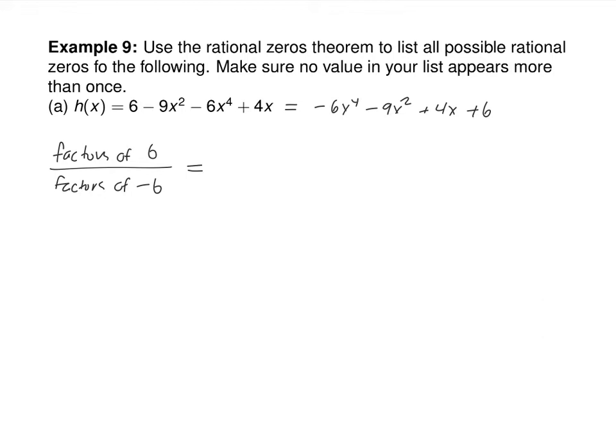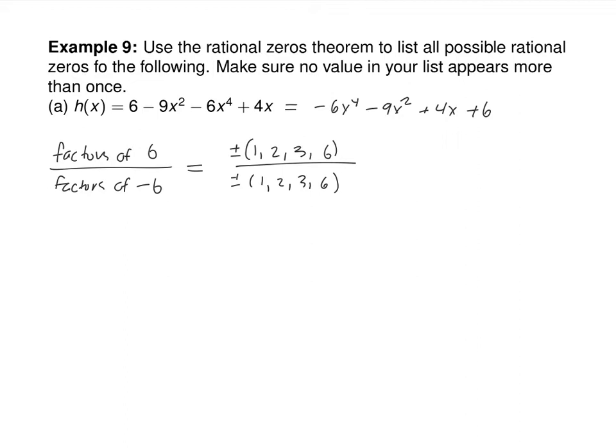So what are the factors of 6? 1, 2, 3, 6. I think it helps to list them in ascending order, like smallest to biggest or down, because then it helps to keep track of stuff if you're systematic. And are the factors of negative 6 any different? No. So plus minus 1, 2, 3, 6.